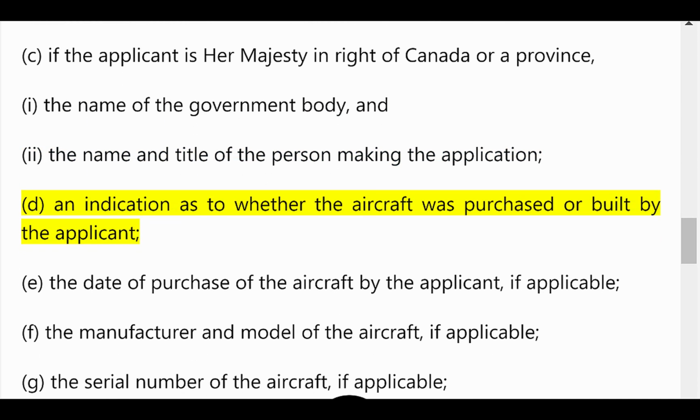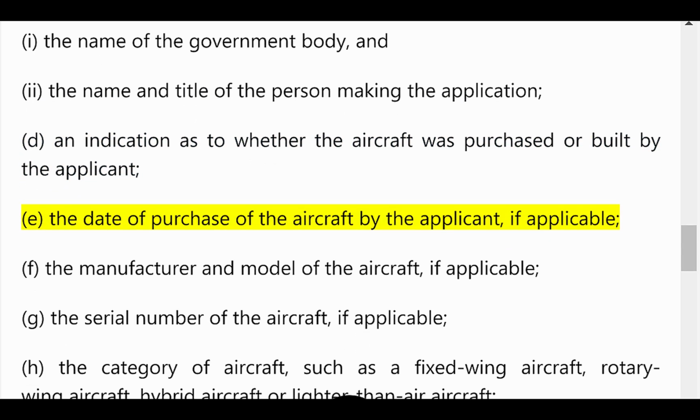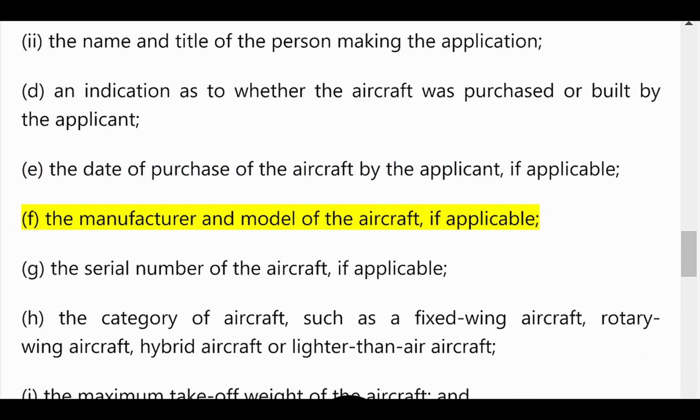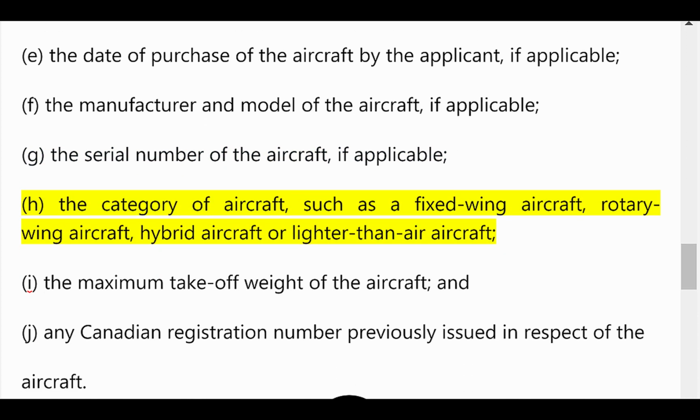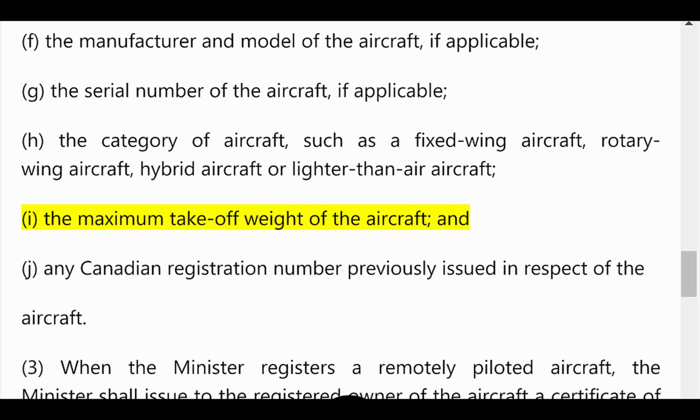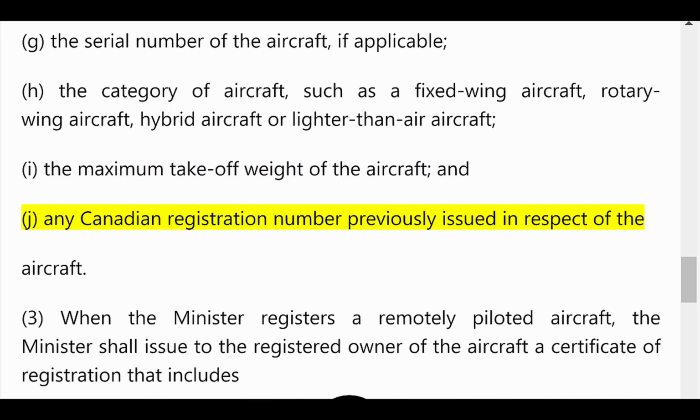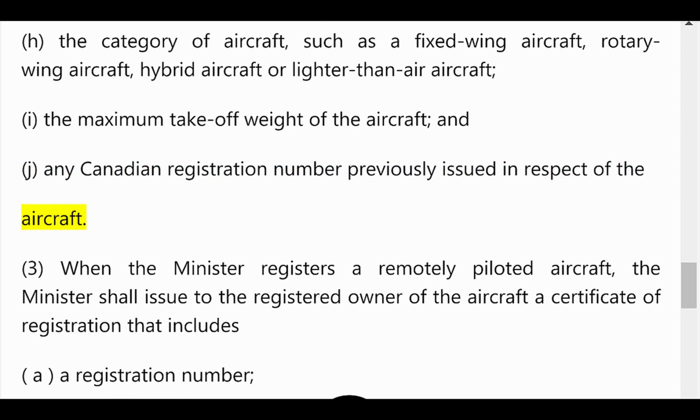(d) An indication as to whether the aircraft was purchased or built by the applicant. (e) The date of purchase of the aircraft by the applicant, if applicable. (f) The manufacturer and model of the aircraft, if applicable. (g) The serial number of the aircraft, if applicable. (h) The category of aircraft, such as a fixed-wing aircraft, rotary-wing aircraft, hybrid aircraft or lighter-than-air aircraft. (i) The maximum takeoff weight of the aircraft, and (j) any Canadian registration number previously issued in respect of the aircraft.